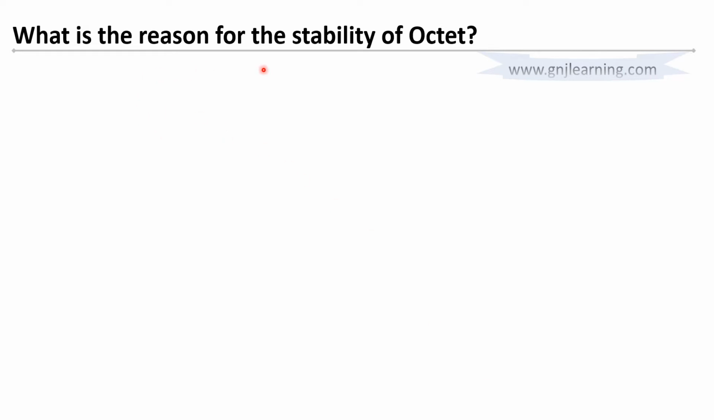The question is, what is the reason for the stability of the octet? We have already learned the reason for the stability of completely filled orbitals, especially in the case of d orbitals. A similar reason is the answer for this question. What is the reason for the stability of the octet? However, we will see that reason in a bit more detail. So why is it that the octet has stability? Why is it that octet is more stable than other electronic configurations?